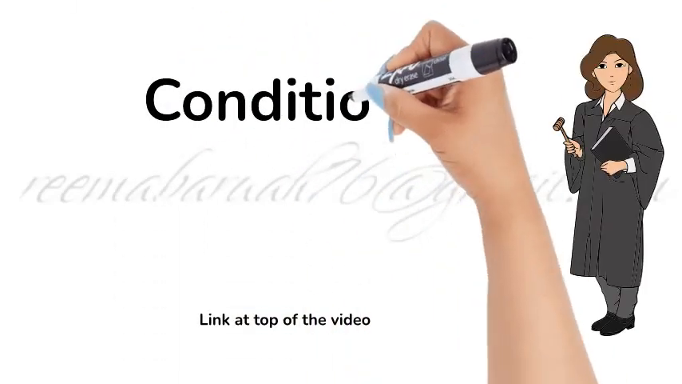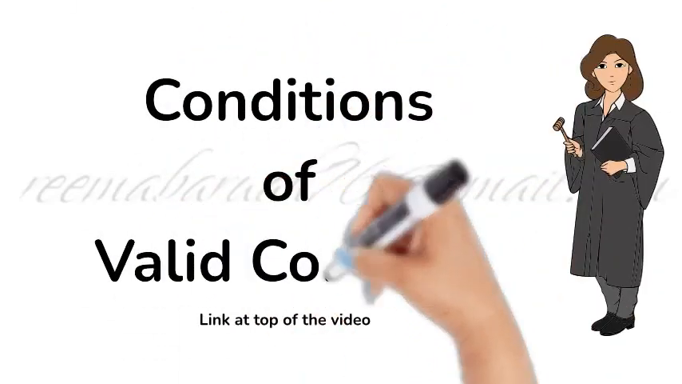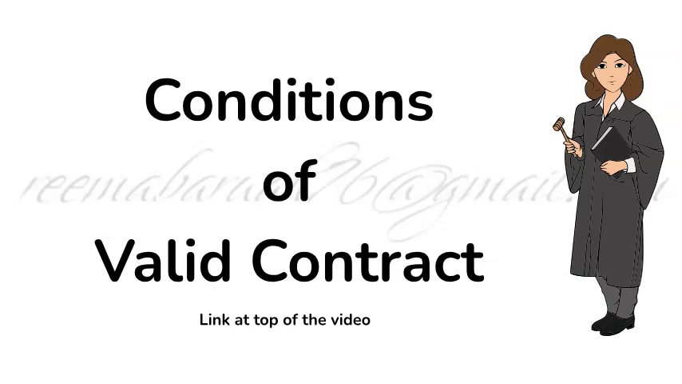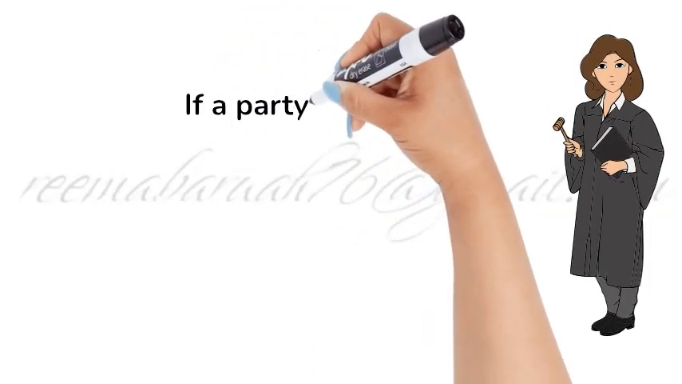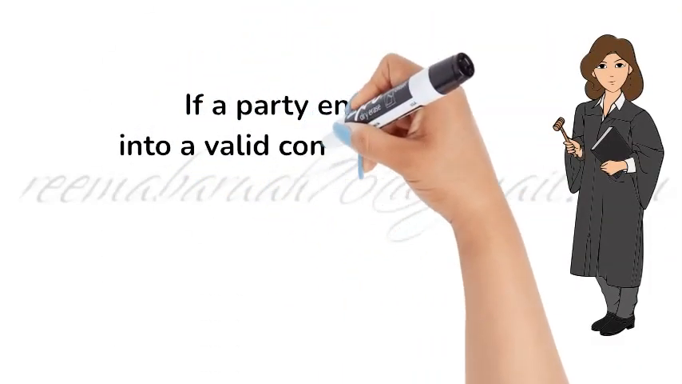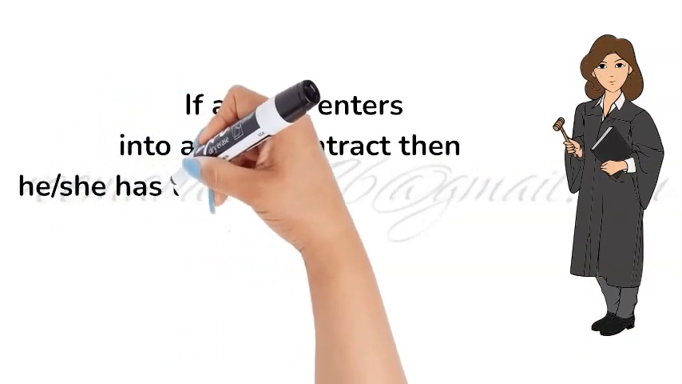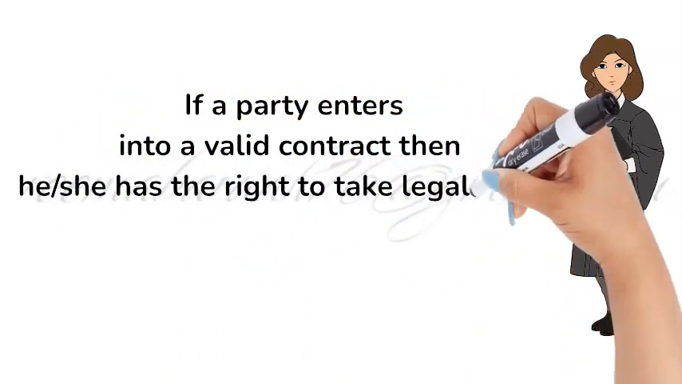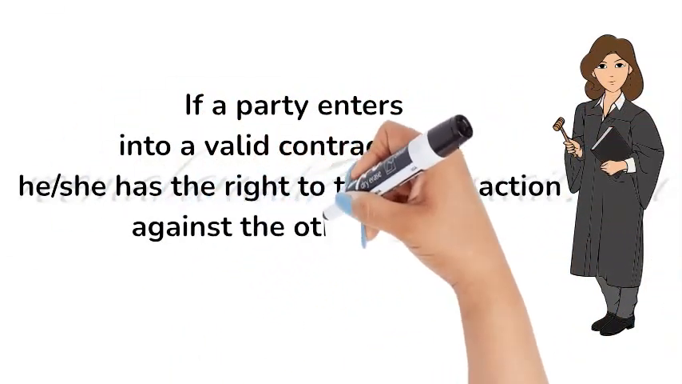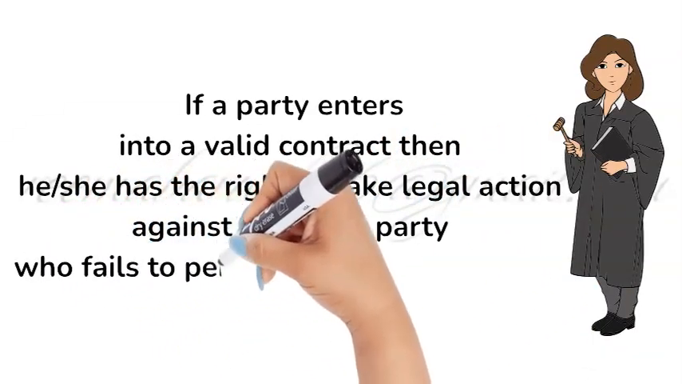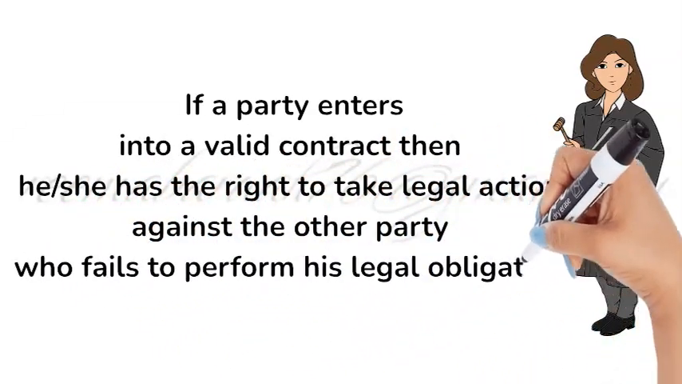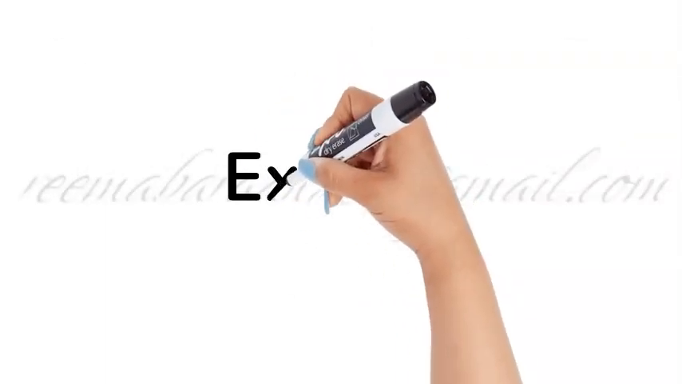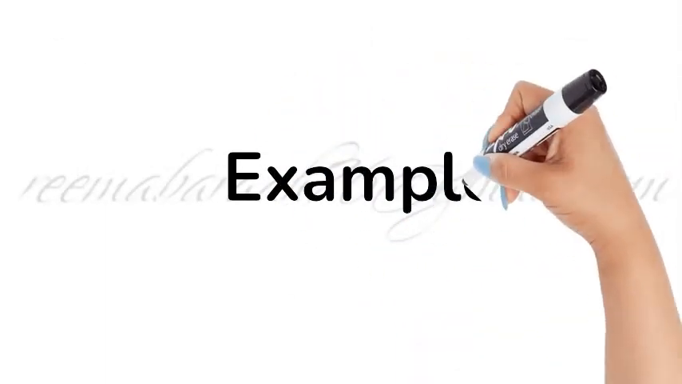I have already discussed the conditions of a valid contract in my previous video. If a party enters into a valid contract, then he or she has the right to take legal action against the other party who fails to perform his legal obligation. Let me explain this point with an example.